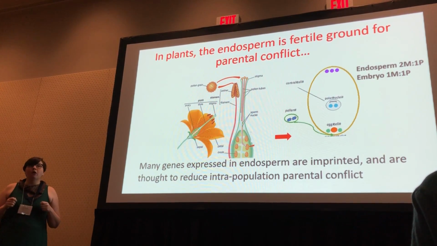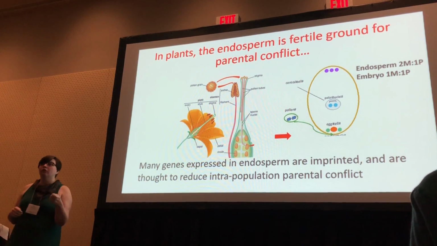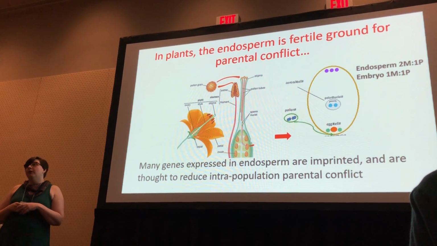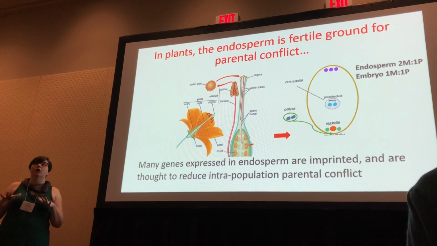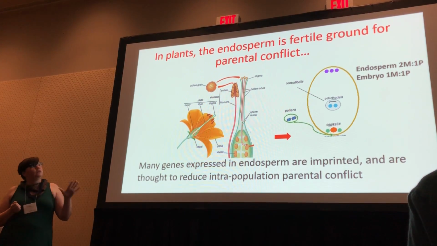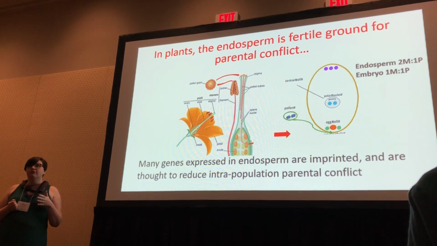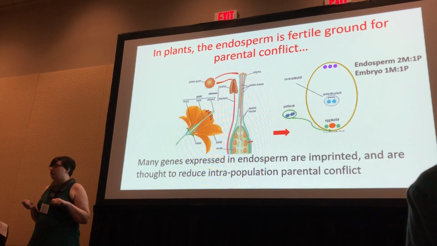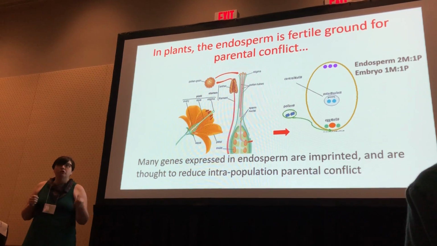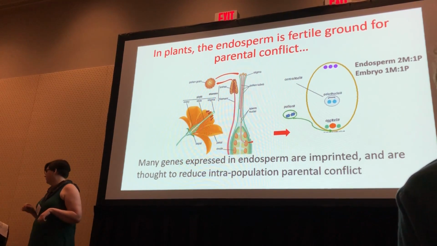We know from interploidy crosses, where you're manipulating either the maternal dosage or paternal dosage, that we get these endosperm phenotypes that are very reminiscent of conflict, either overgrowth or undergrowth. And it turns out that 2-to-1 ratio is very important because many genes that are expressed in the endosperm are imprinted, meaning they have non-random expression depending on whether they're maternally inherited or paternally inherited.